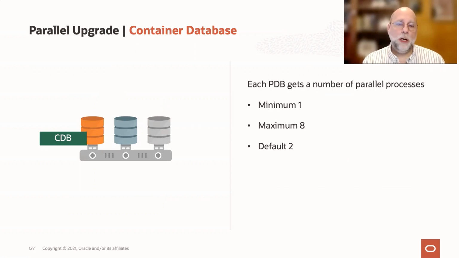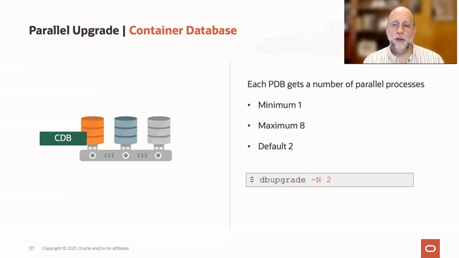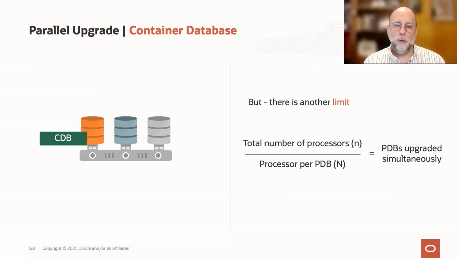Within that, each pluggable database gets, by default, 2 parallel processes to upgrade within that individual container. So what this means is that if you say dbupgrade -N 2, capital N is used for the number of parallel threads for each individual pluggable database. So the capital N and little n play together to tell you how many pluggable databases will be upgraded simultaneously in your environment. You take the total number of processes divided by the number of processes per PDB. That's the number of containers we will upgrade in parallel.